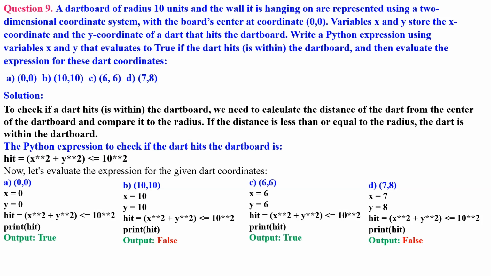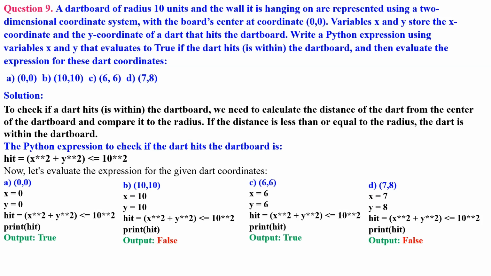A. (0, 0), B. (10, 10), C. (6, 6), D. (7, 8). Solution. To check if a dart hits, is within, the dartboard, we need to calculate the distance of the dart from the center of the dartboard and compare it to the radius. If the distance is less than or equal to the radius, the dart is within the dartboard.